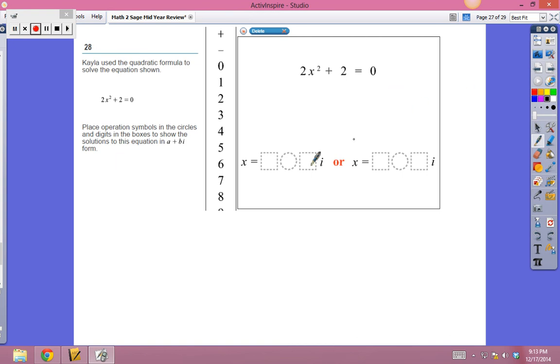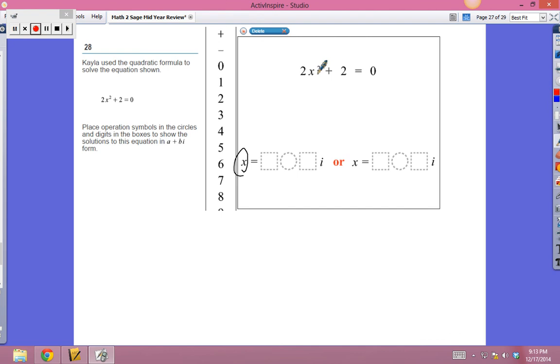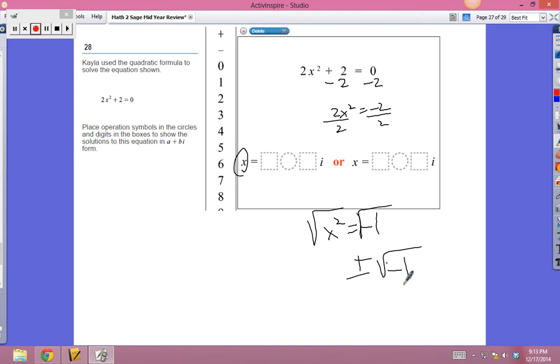28. Solve it for x. They want x all by itself, so let's undo all these operations. Let's undo the plus 2. Minus 2 on both sides. So you got 2x squared equals negative 2. Undo the times by 2. Divide by 2, divide by 2. So you got x squared is equal to a negative 1. Undo the square, square root. So it's going to be plus or minus the square root of a negative 1. And the square root of a negative 1, that is i. So it's plus or minus imaginary. So plus 1 imaginary, minus 1 imaginary.